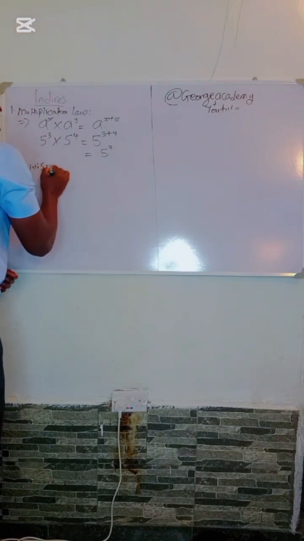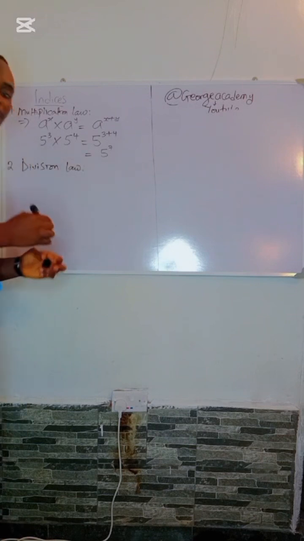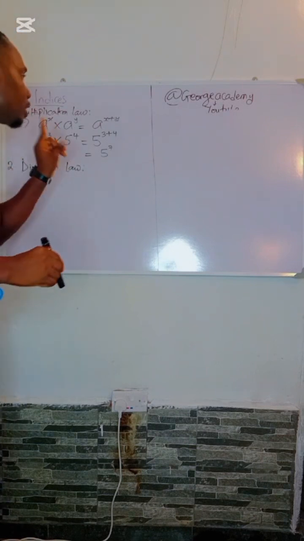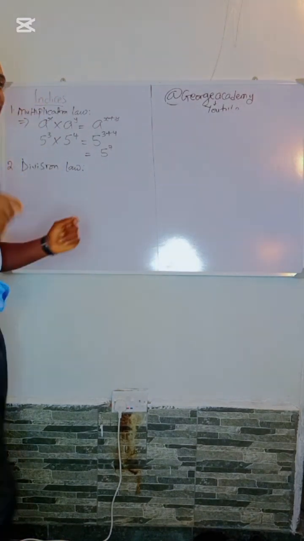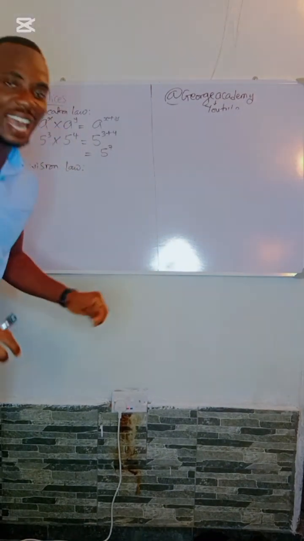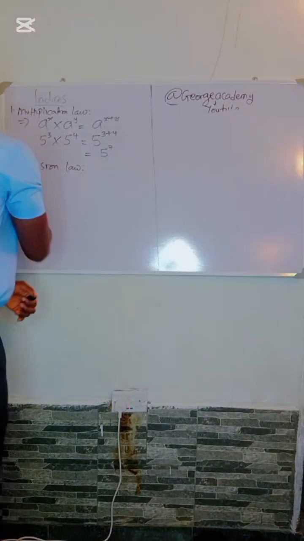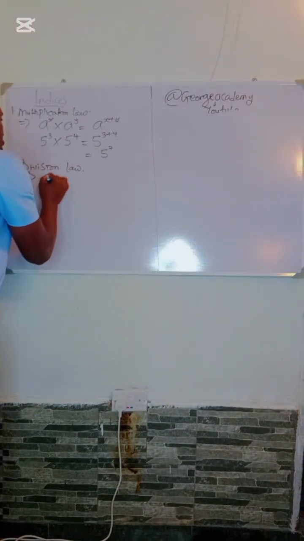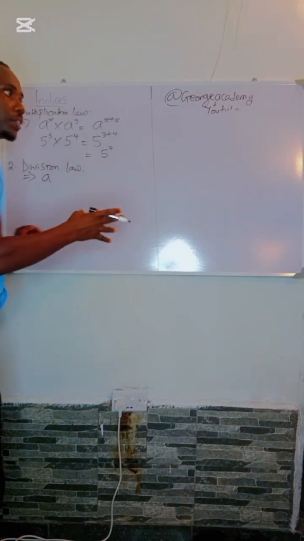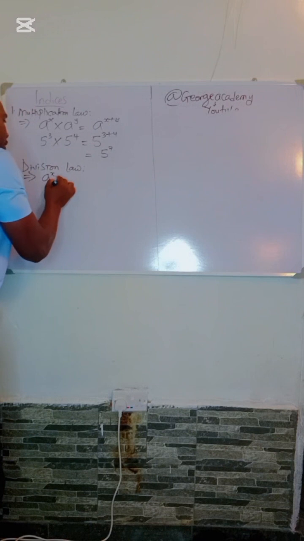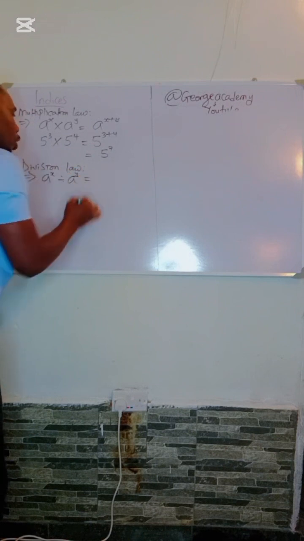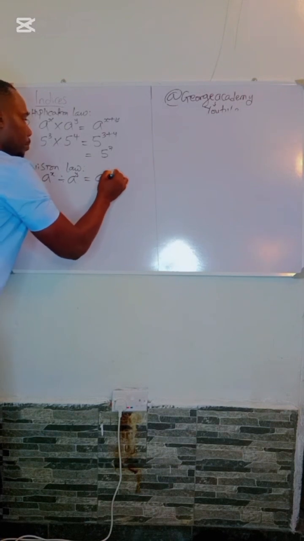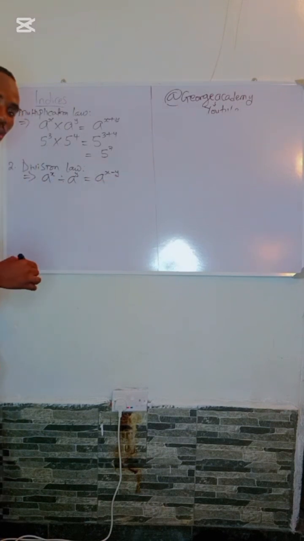Division law of indices. The division law of indices says that if you are dividing two numbers with the same base, you subtract their powers. What that means in essence is that if you have a number a raised to the power of x and y, they all represent numbers. So a raised to the power of x divided by a raised to the power of y, the result should be a raised to the power of x minus y. Do you get it?